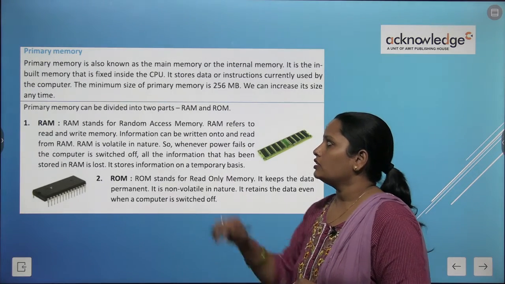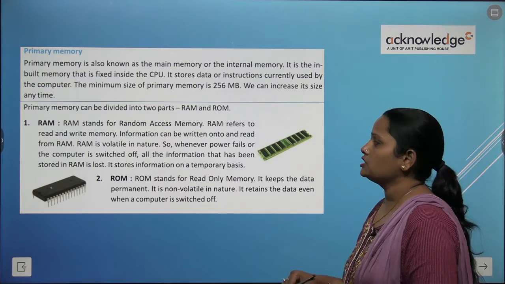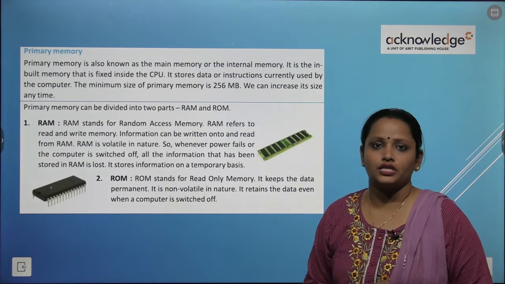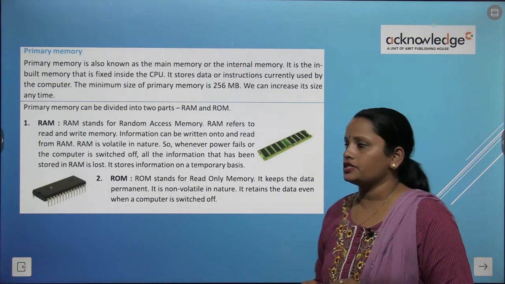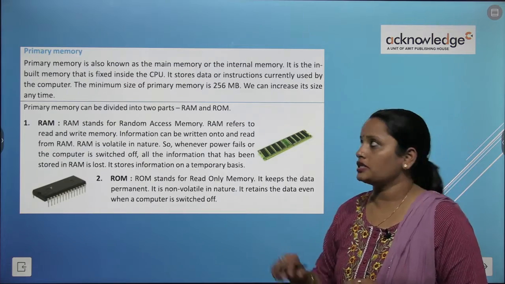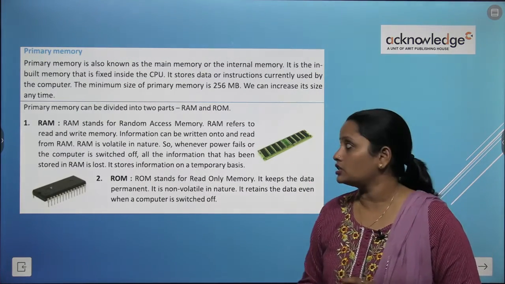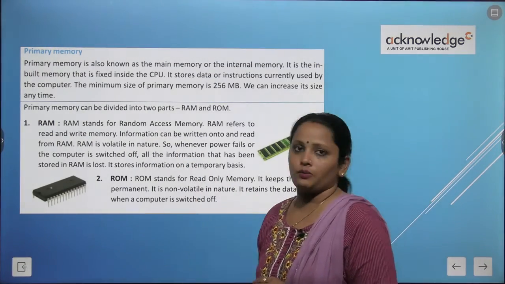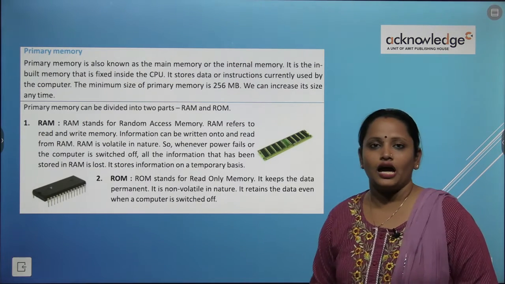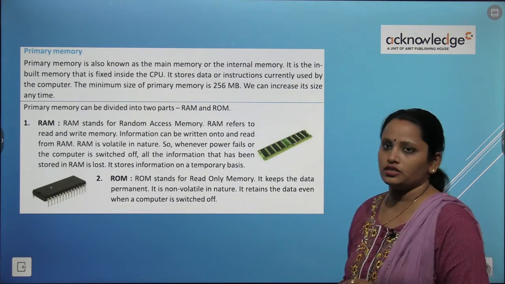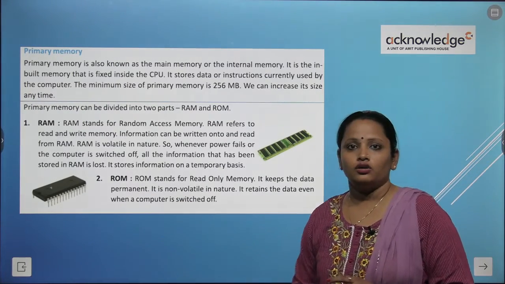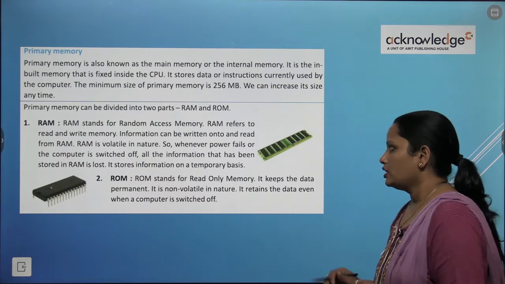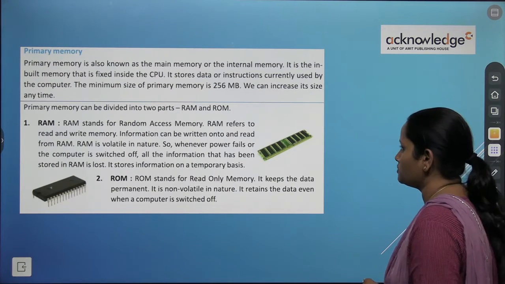So computer के जो भी data या instruction हम देते हैं वो सब कुछ इस primary memory में ही store होता है. The minimum size is 256 MB. We can increase its size any time. So किसी भी वक्त हम इसकी मेमोरी को इंक्रीज कर सकते हैं और जो इसकी जो मिनिमम साइज होती है मेमोरी की वो है 256. Primary memory can be divided into two parts, that is RAM and ROM. So here we can see this is a picture of RAM and below ROM. RAM stands for Random Access Memory. क्या होता है RAM? Random Access Memory.